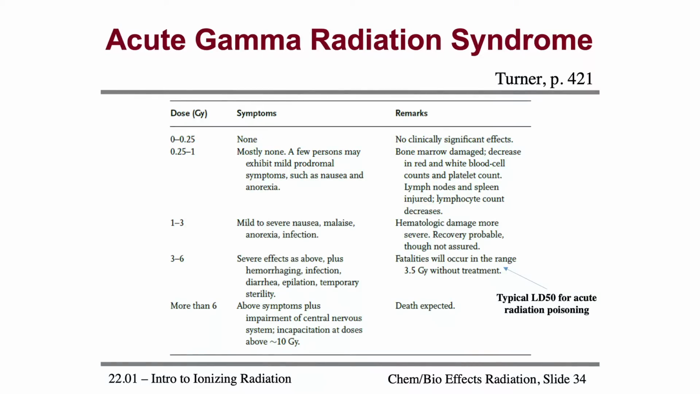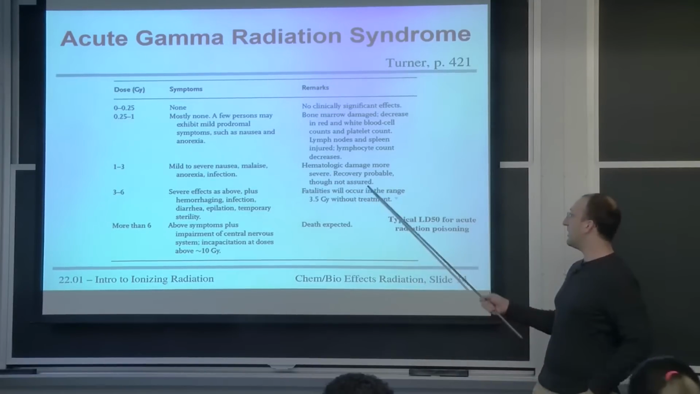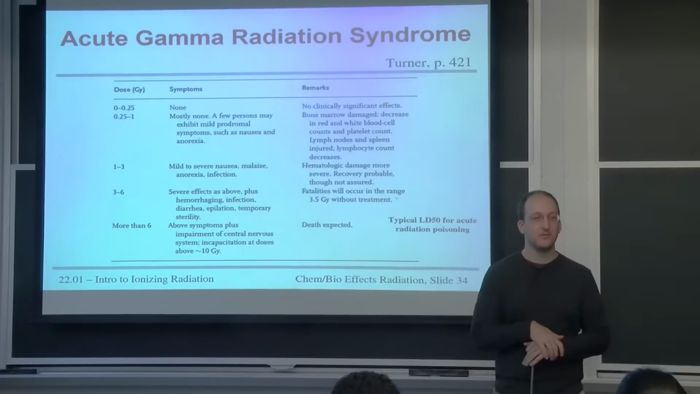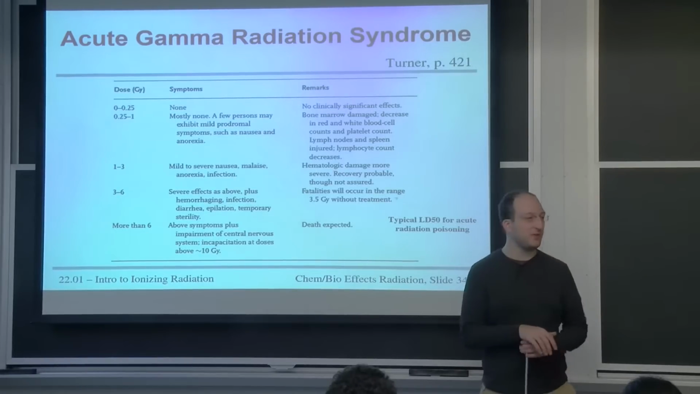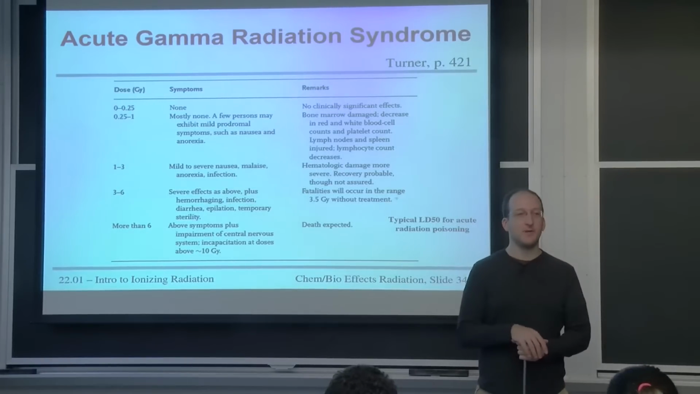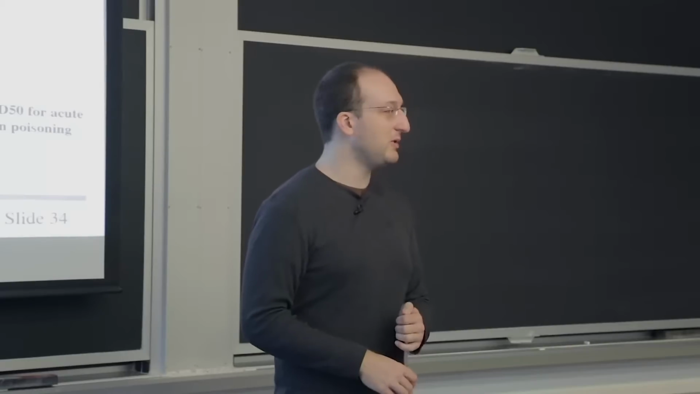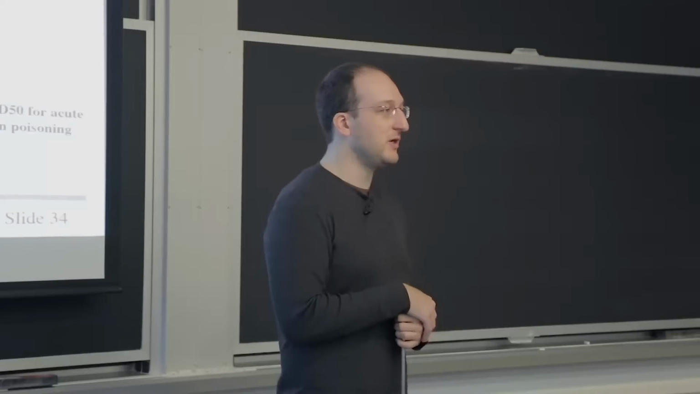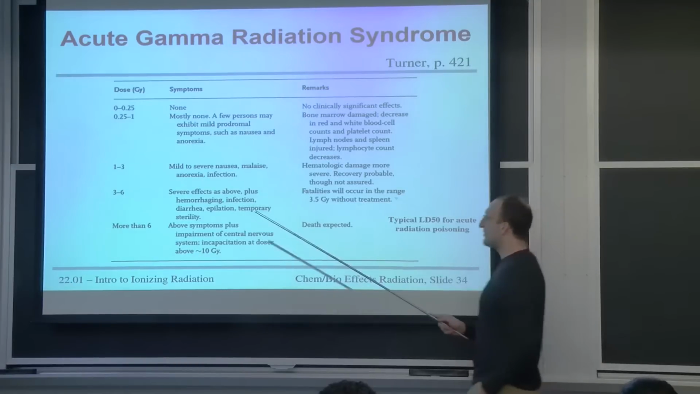Hematologic damage more severe. Hema refers to blood. That's basically saying the same thing. Recovery probable, though not assured. Why probable and why not assured? Everybody reacts differently. That's true. It also matters how much treatment you get. So if you get a crazy compromised immune system, we have hospitals and sterile bubbles and all sorts of things that you can be put in. But if you don't get to a hospital in time to reduce the onset of massive infection, that's what could happen. Then you go higher, 3 to 6 gray.